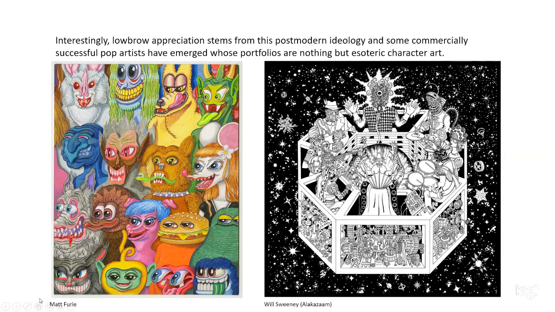Matt Furie is an example, where he is basically a professional character designer whose art consists of all these very colorful characters. Of course, he's really famous for the alt-right Pepe the Frog character. But that's a whole other story. He actually denounced that character and killed him off, so he's not involved in all that stuff.